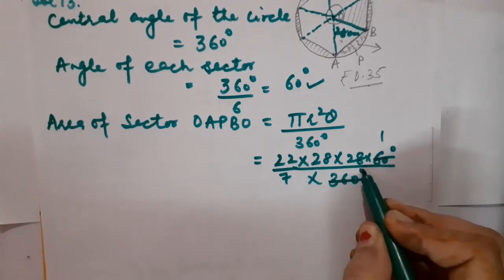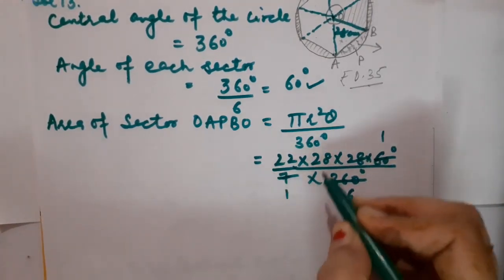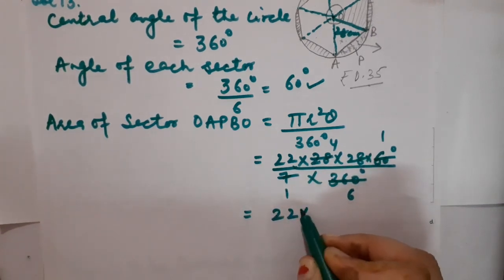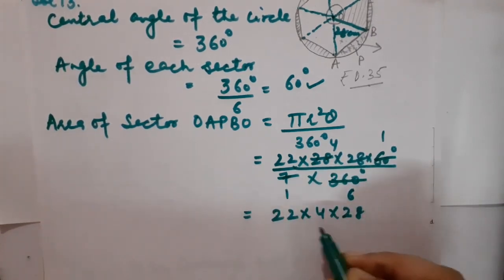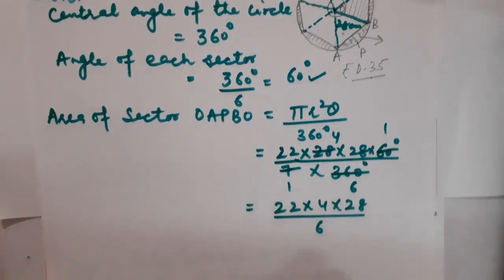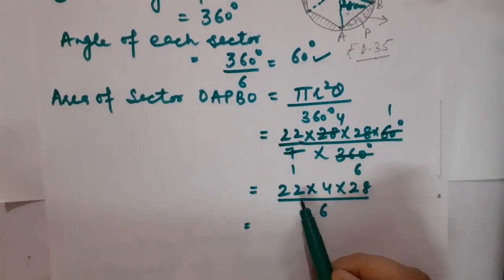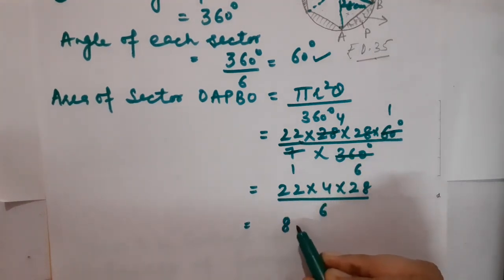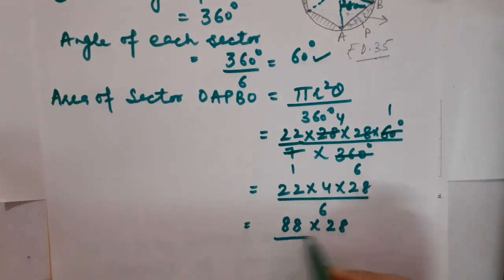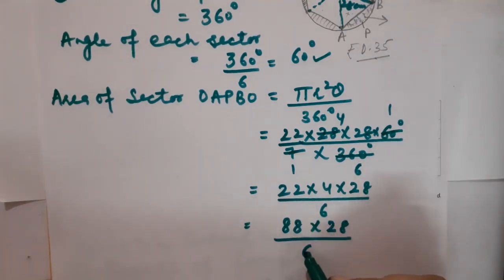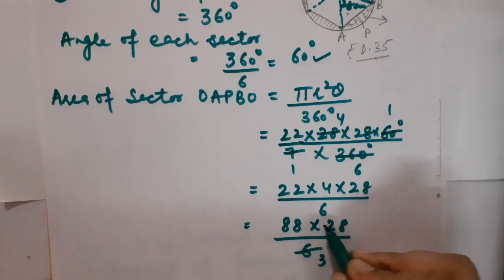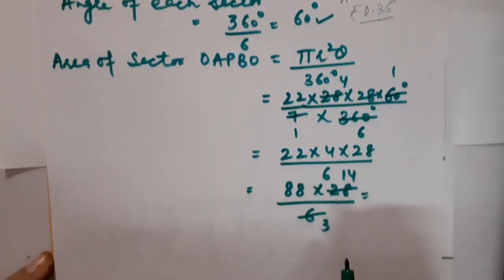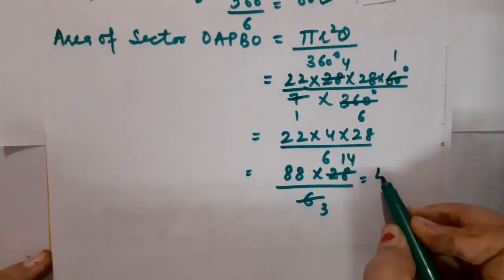Cancel it. 6 ones are 6, 6 ones are 6. 7 ones are 7, 7 fours are 28. So I have got 22 into 4 into 28 divided by 6. Correct, children? When you will be multiplying 22 by 4, you will be getting 88 into 28 divided by 6. So let us simplify it. It will be 3 twos are 6, then this is 14. Multiply 88 by 14 and then divide it by 3.